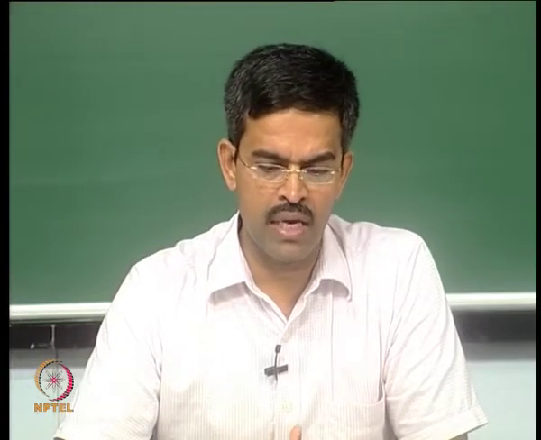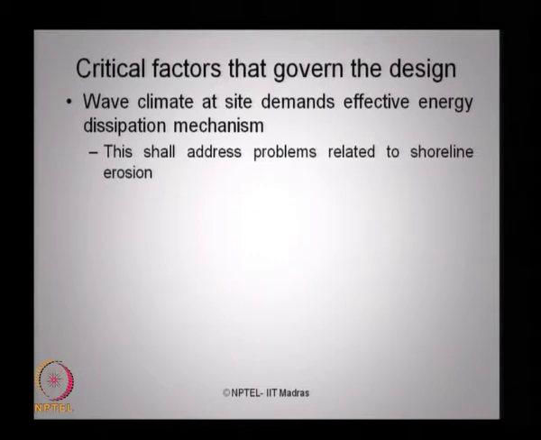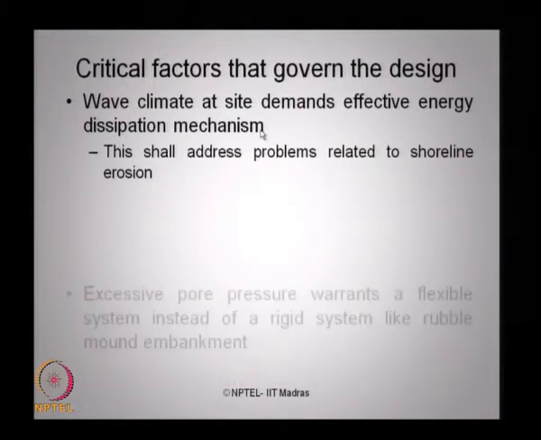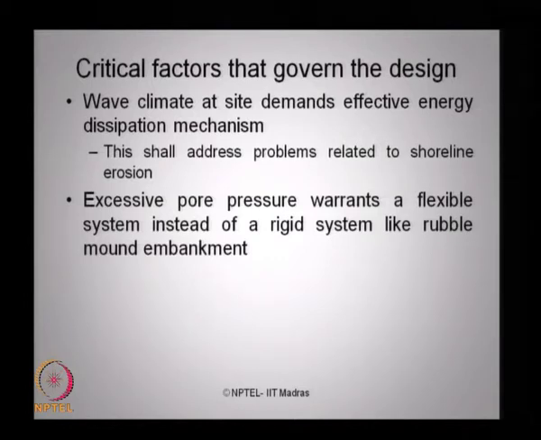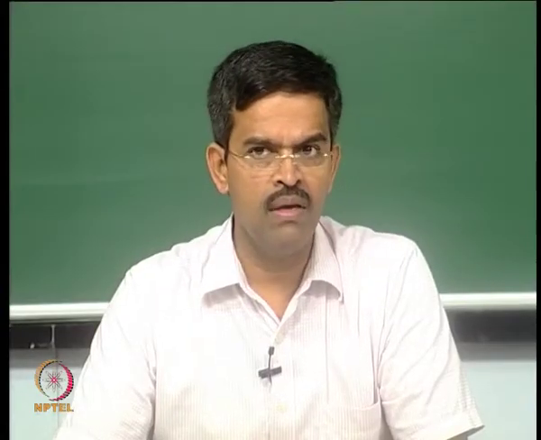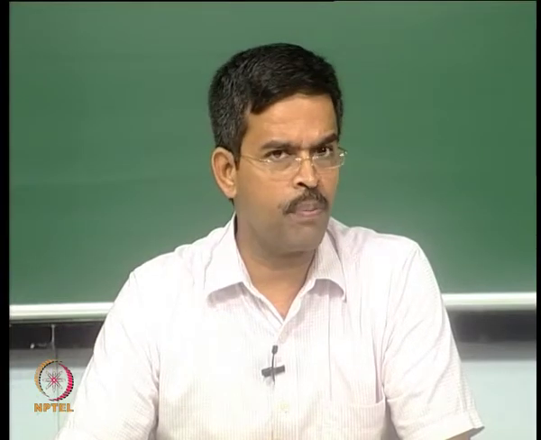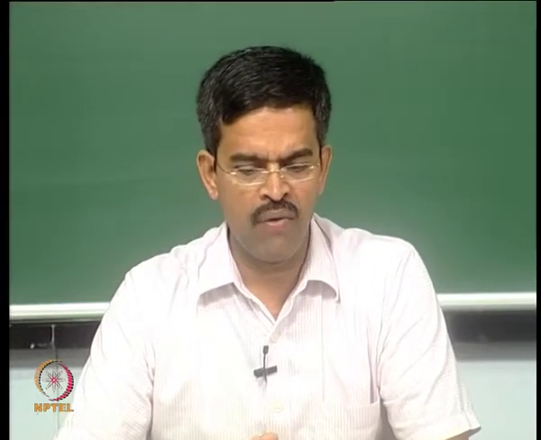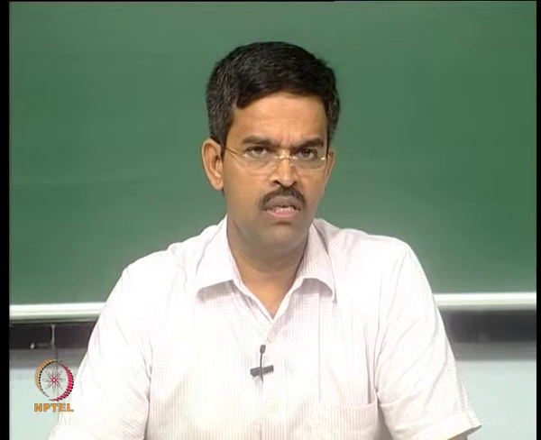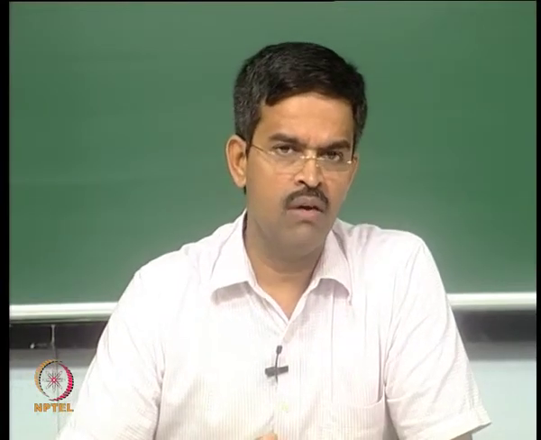So, I should have a design which addresses the problems related to shoreline erosion, in addition to an effective energy dissipation mechanism to control the wave energy progress towards the offland. Further, the excessive pore pressure warrants a flexible system, because a design based on a gravity type massive system will not work at the site, since the soil has a very high pore pressure. So, excessive pore pressure at this specific site demands a flexible system instead of a conventional rubble mound embankment, which is generally constructed all along the coastline for coastal protection.